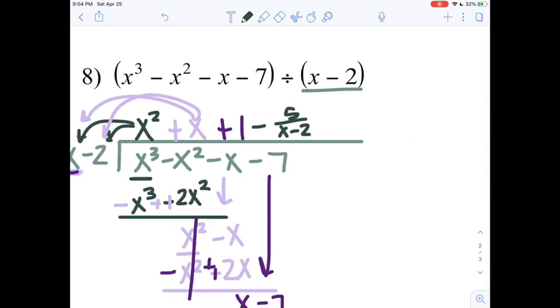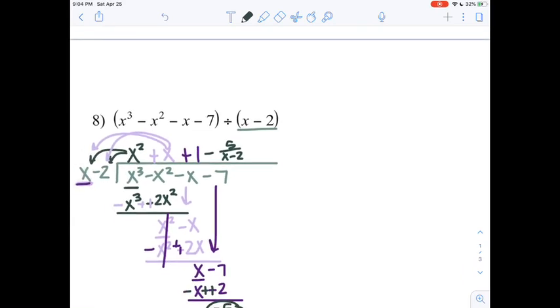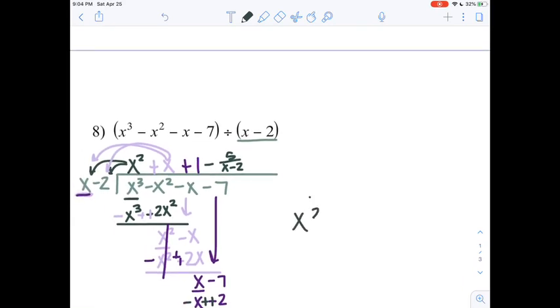So if this was a positive remainder, then it would be plus 5 over x minus 2. Okay, so your final answer is x squared plus x plus 1 minus 5 over x minus 2.